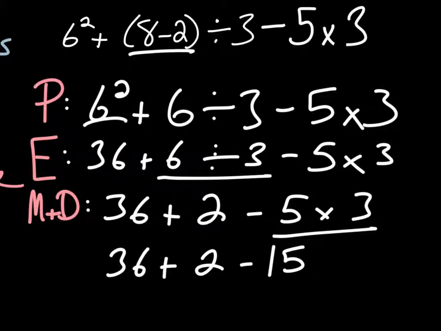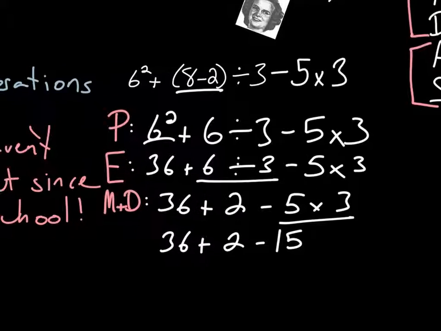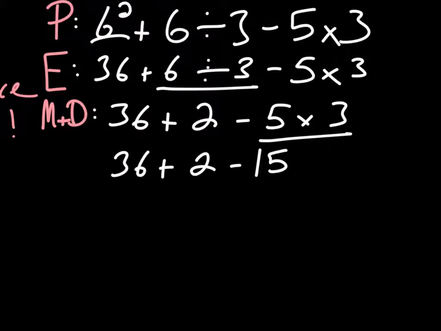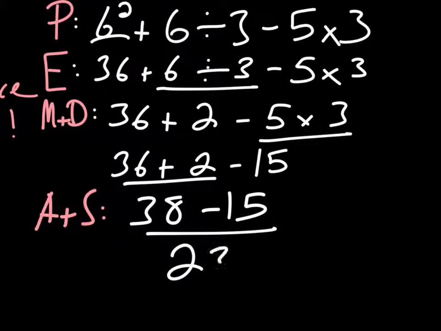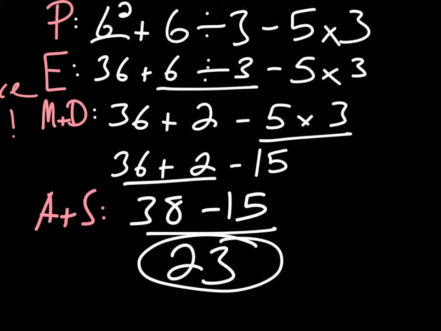Now we're ready to move on to the next part of our equation, which is the final part of the order of operations, and that is addition and subtraction. And remember, once again, we do these from left to right. So our first thing we encounter is addition, so 36 plus 2 is 38 minus 15. Now we're just left with this last part of the equation. And so 38 minus 15 is 23. And that is our solution.